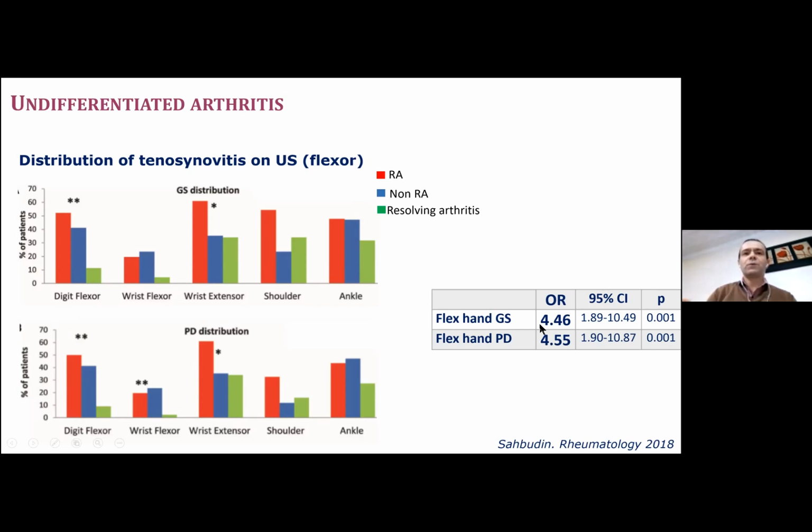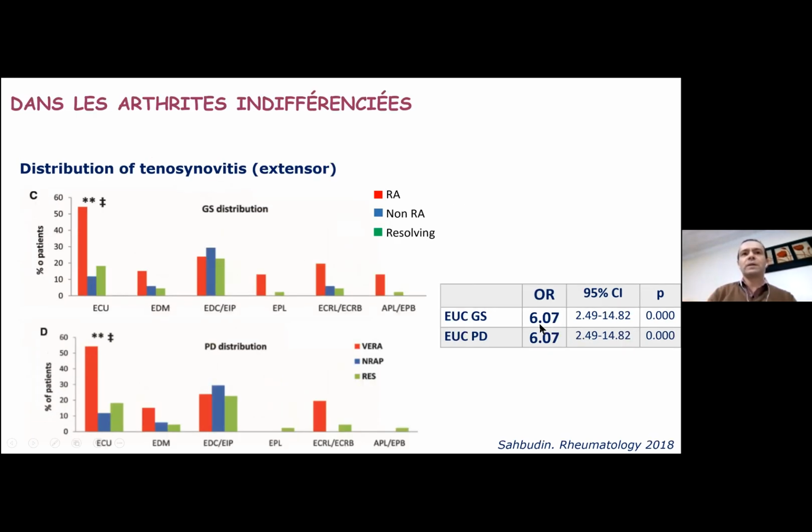And the same thing was found when exploring extensor tendons, but not all extensor tendons. It was only with extensor carpi ulnaris, for which either grayscale or PD signals were predictive at 6 folds the power of prediction of becoming an established rheumatoid arthritis.